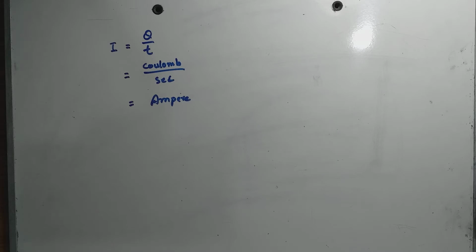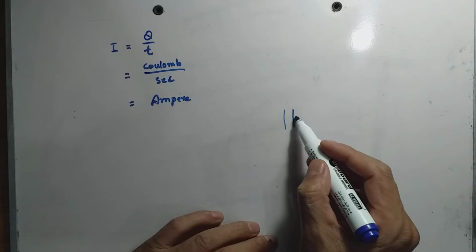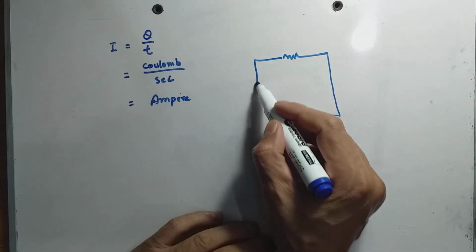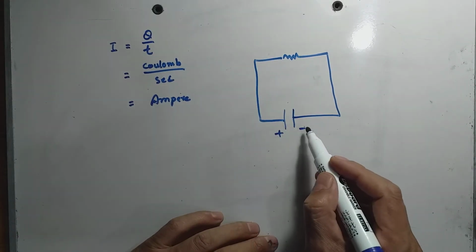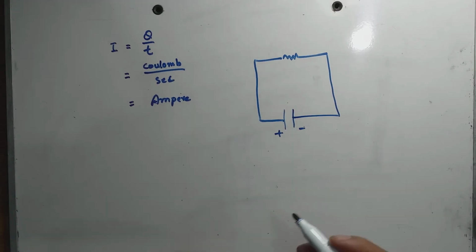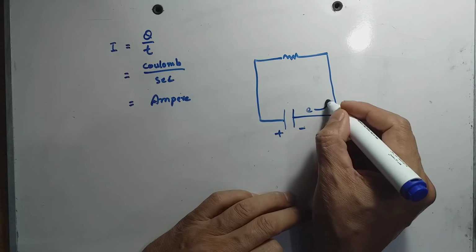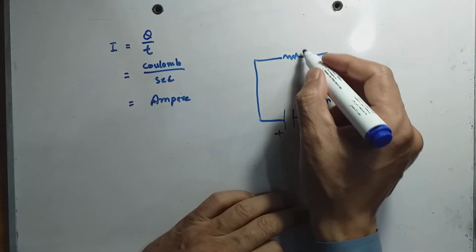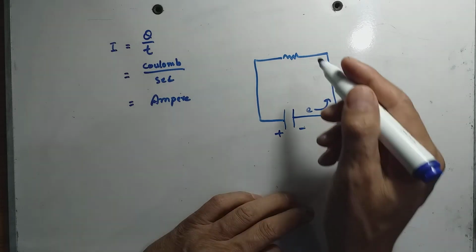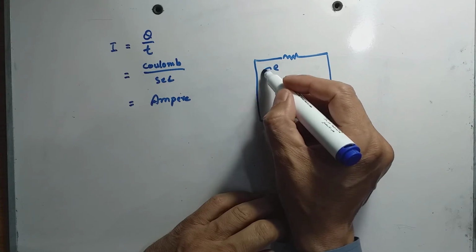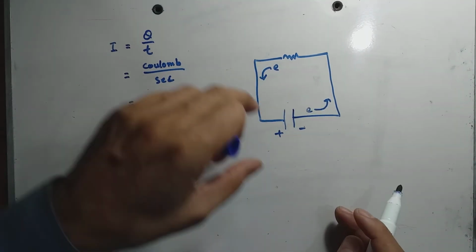The second current is the current due to the flow of positive charges. Let's draw a diagram. Here is a resistance, some kind of load, and this is the positive and this is the negative terminal of the battery. Electrons move from the negative terminal, pass through the load and return to the positive terminal of the battery. This current is called electronic current.